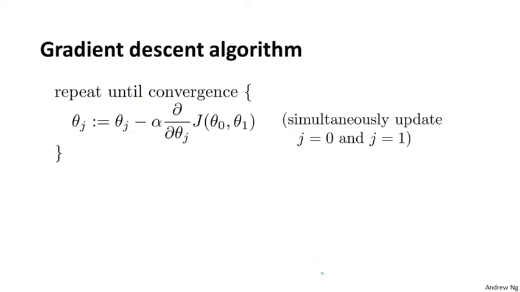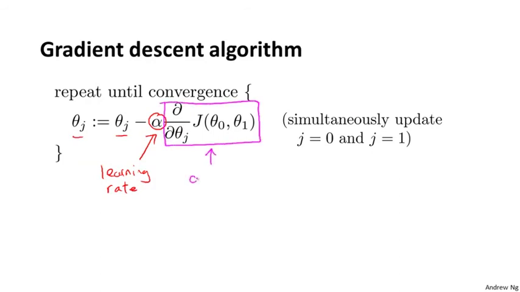Here's the gradient descent algorithm that we saw last time. Just to remind you, this term alpha is called the learning rate, and it controls how big a step we take when updating my parameter theta j. And this second term here is the derivative term. What I want to do in this video is give you better intuition about what each of these two terms is doing and why, when put together, this entire update makes sense.